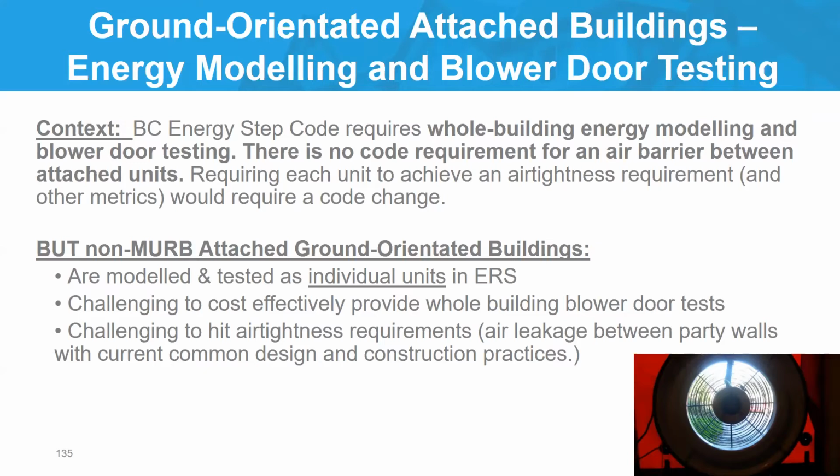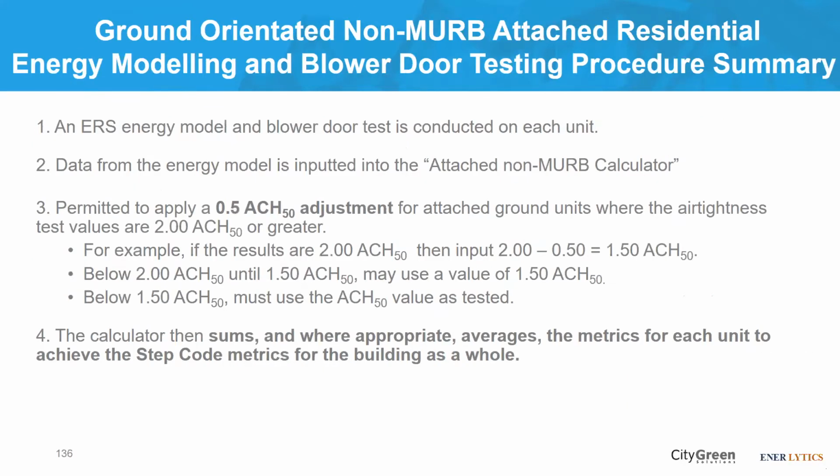It can be very challenging to cost-effectively provide a whole building blower door test. And for builders, it can be challenging to hit air tightness requirements when there's air leakage between the party walls, with current common designs and construction practices resulting in more air leakage between party walls of non-MURB units. So what the BC Energy Step Code has done is develop an alternate procedure for these types of buildings.